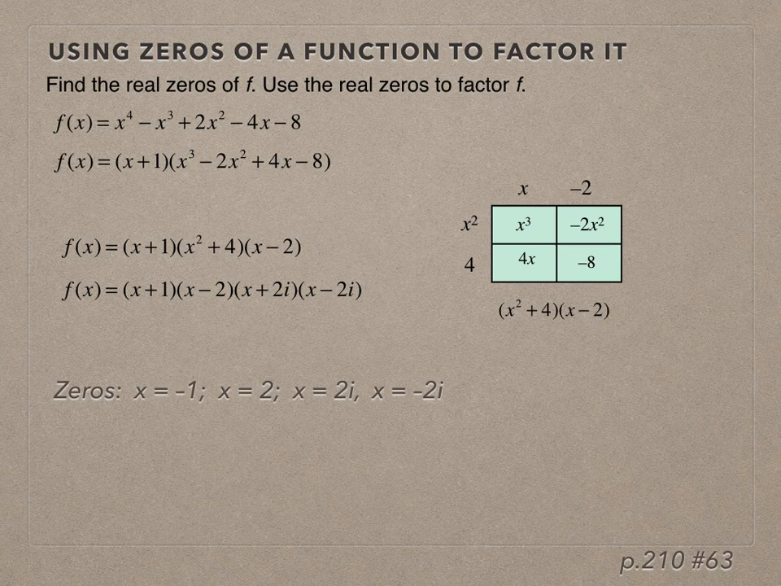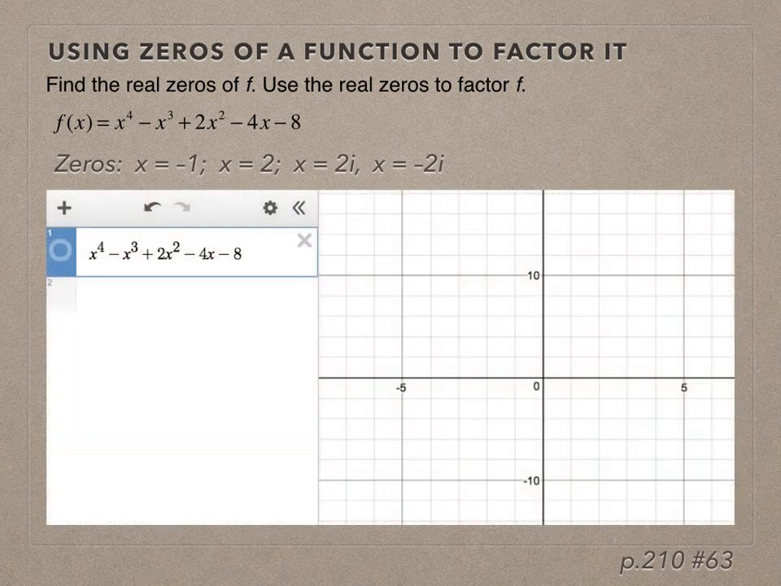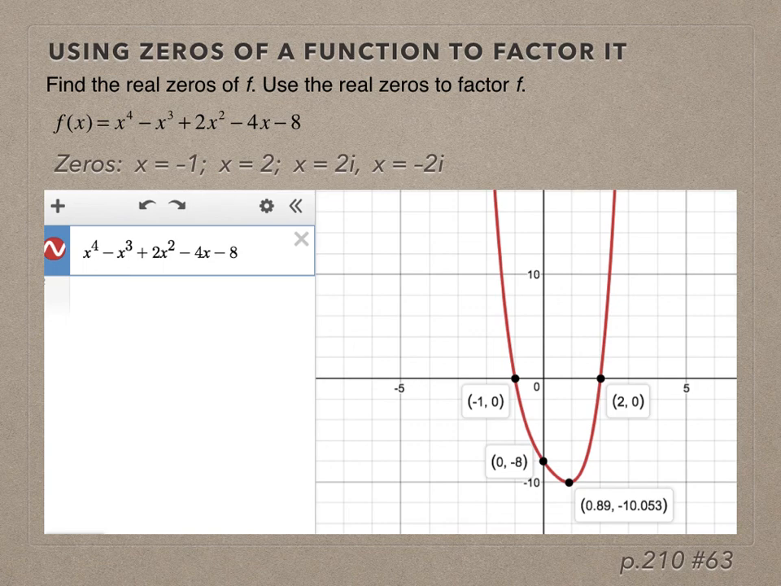So this is great. I always want to use technology, Desmos, to check that my answer makes sense and that it's accurate. So I'm just going to take my zeros. I'm going to type my function into Desmos. And when I graph it, I see that in fact there are two real zeros as I expected at -1 and 2. This is a polynomial of degree 4, which means that it has 4 zeros. 2 of them are real, as my graph shows. The other 2 will be complex.